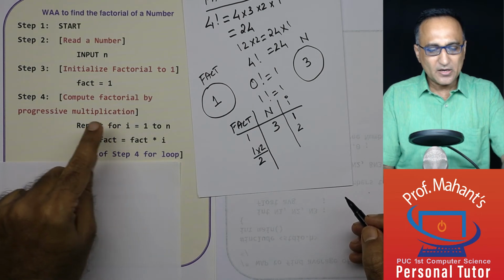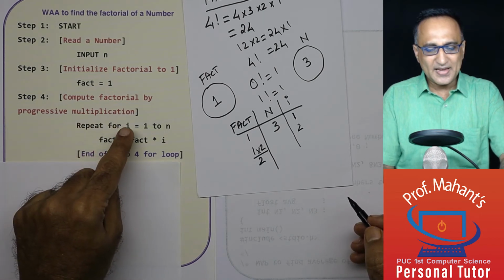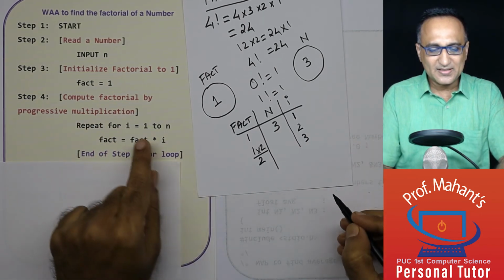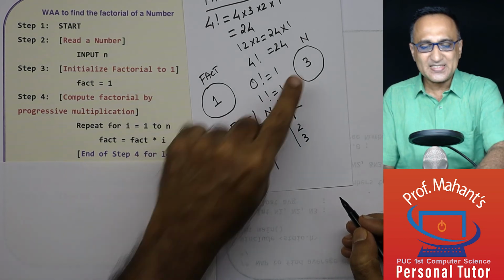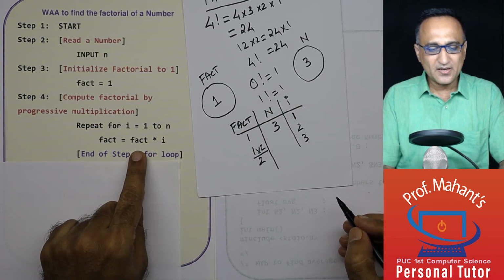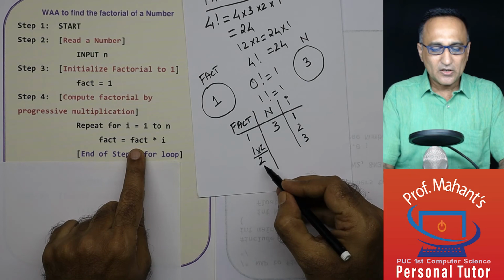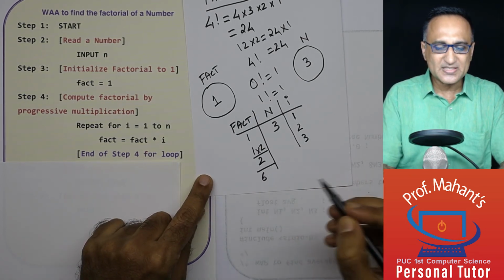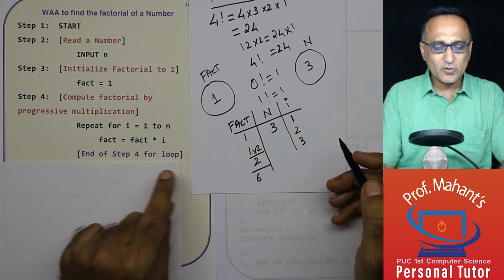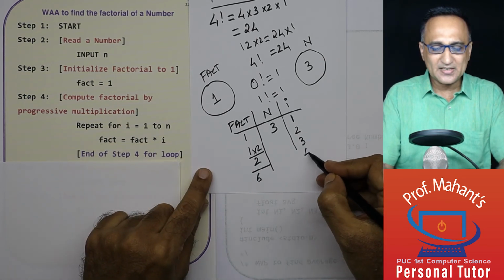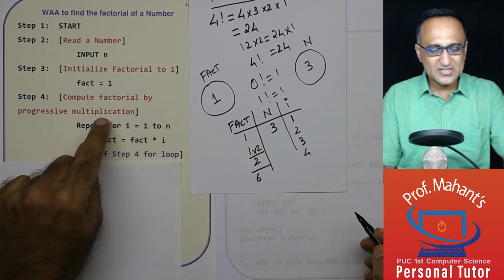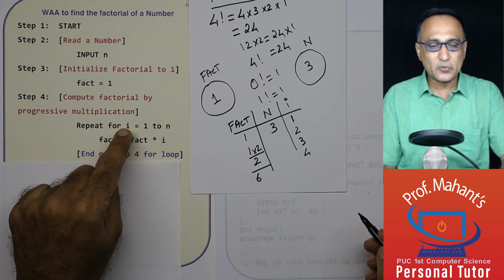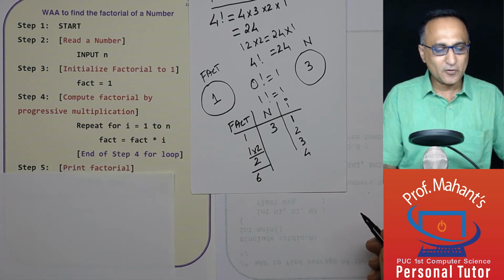I again go back here. I now ends up becoming 3. 3 is still not exceeded this 3. So I come in here. Fact is 2. 2 into 3 is 6, fact is now equal to 6. When I go back here, I ends up becoming 4. So this condition is done processing and I have to come out of the for loop.